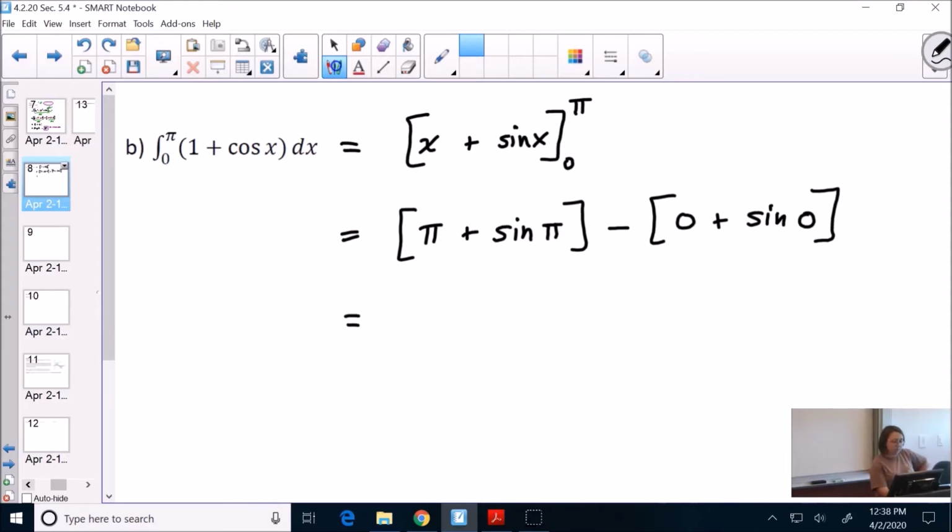Alright, so we have pi plus what's sine of pi? 0. Minus 0, that's gone. What's sine of 0? 0. So the whole thing becomes pi. Like I said, if this function is positive from 0 to pi, then this would be the area under the curve. Okay.